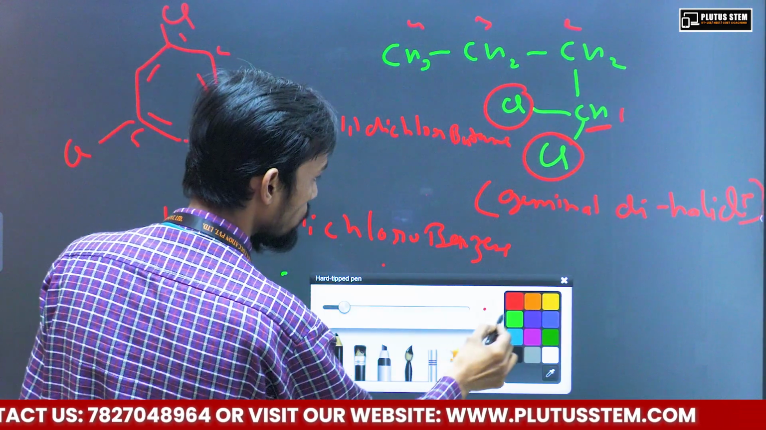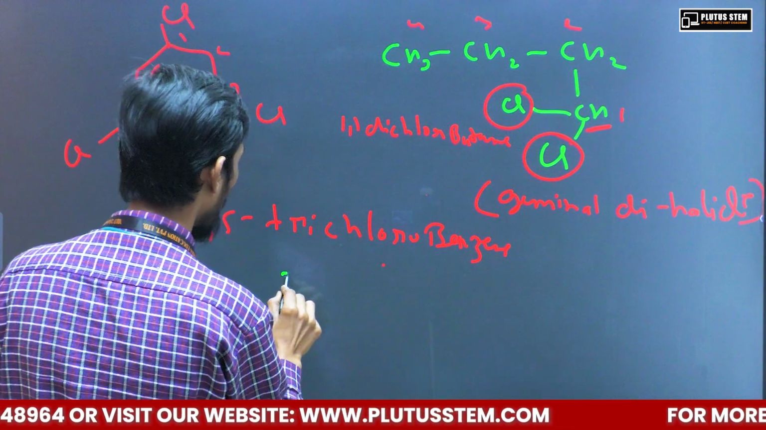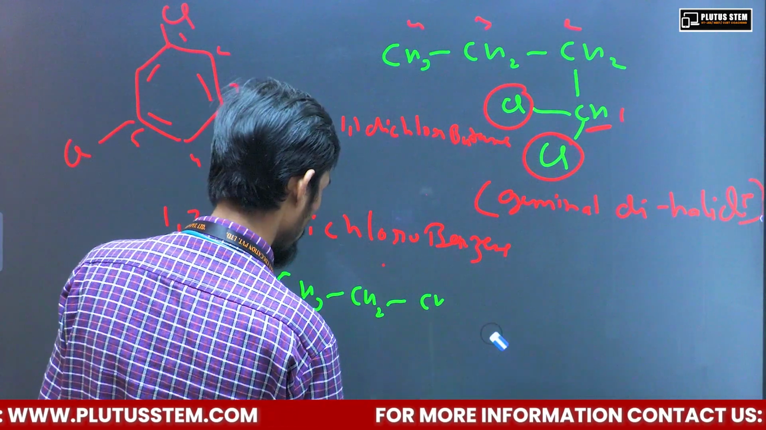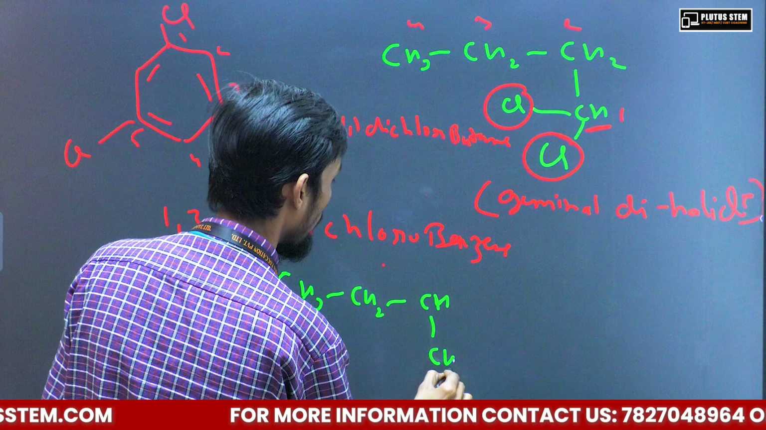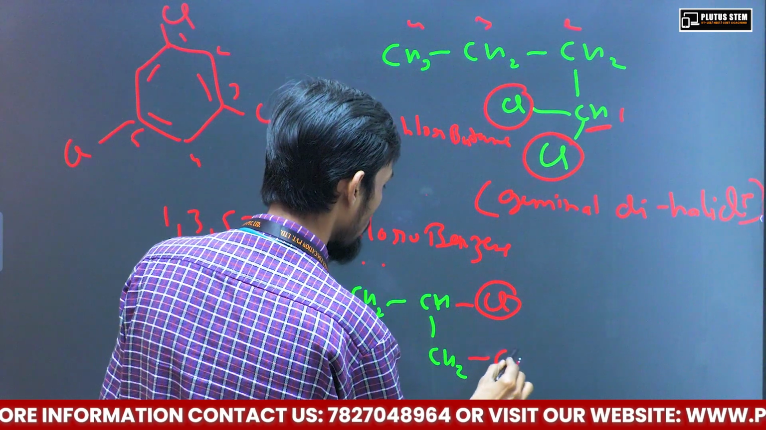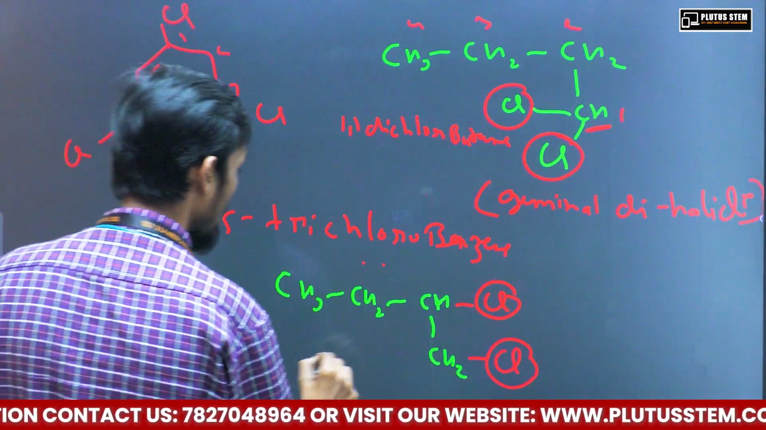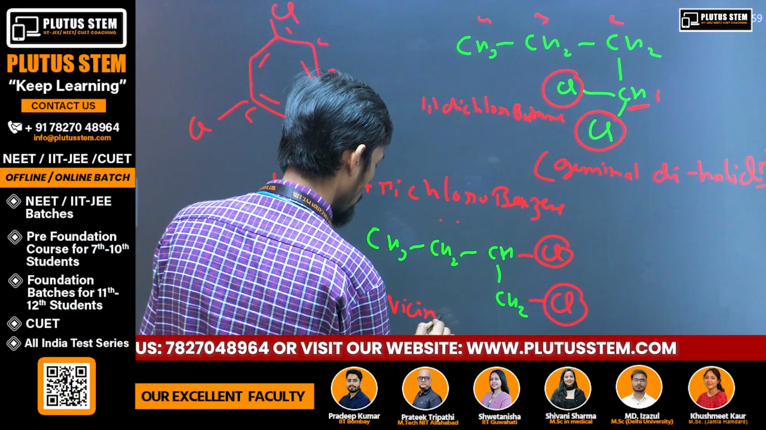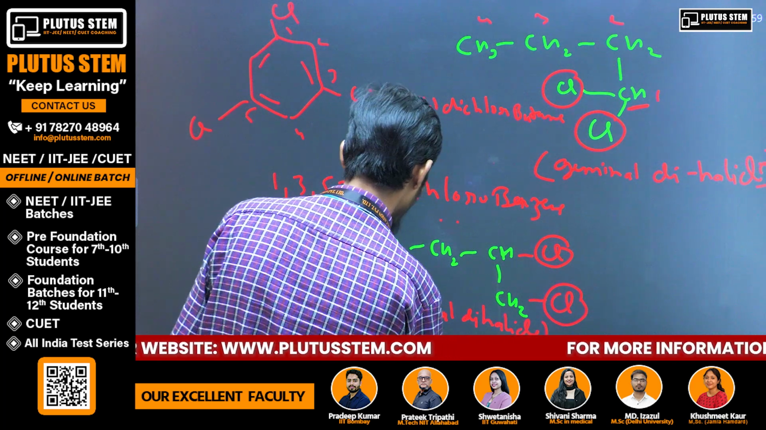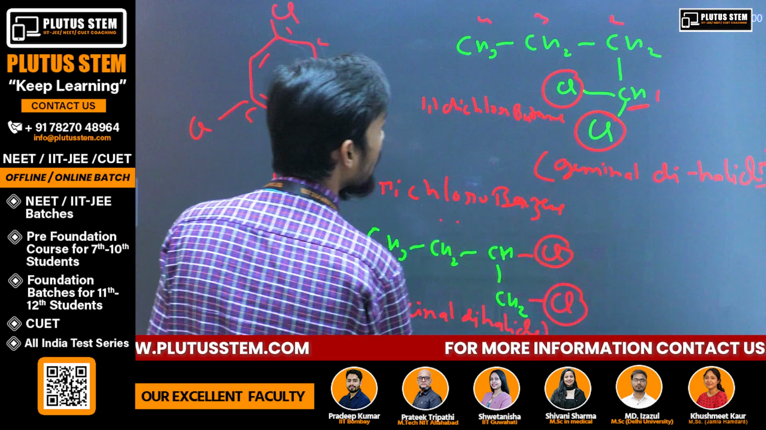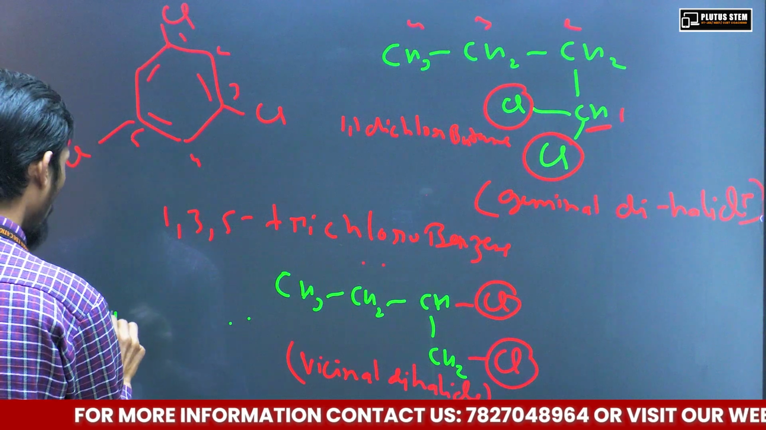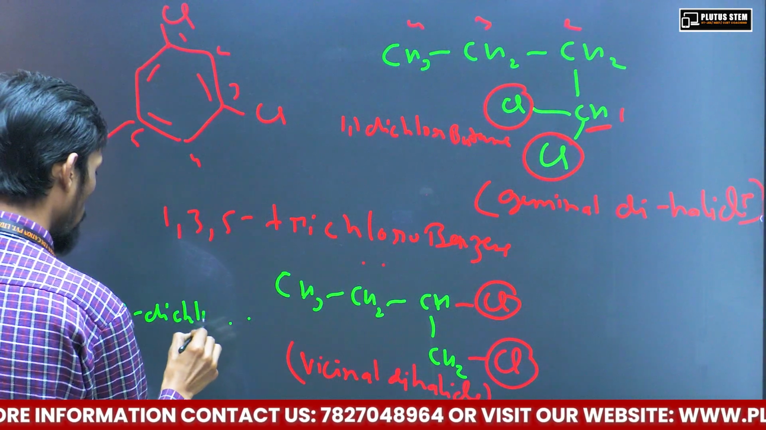And regarding the other way of this, CH3, CH2, CH and CH2: now if you are having one Cl at this side and one Cl at this side, this is known as vicinal dihalide. The IUPAC name of this compound is going to be 1, 2, 3, 4. Again, butane is there: 1,2-dichlorobutane.